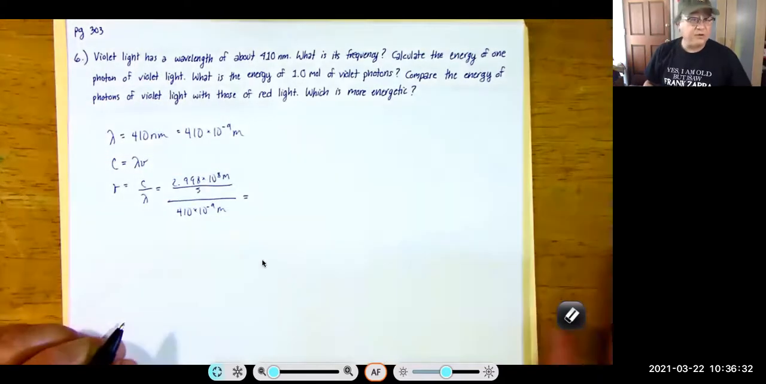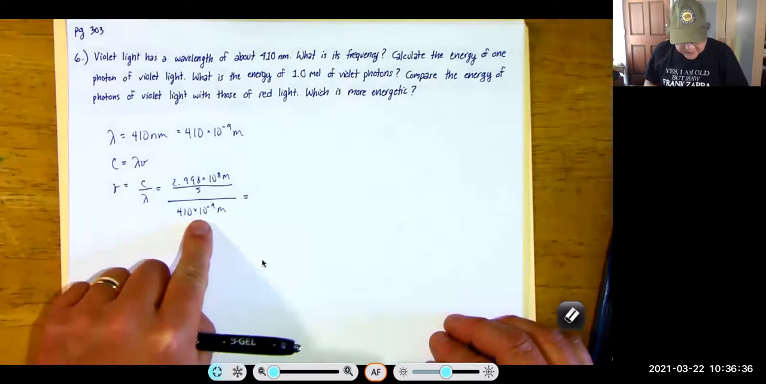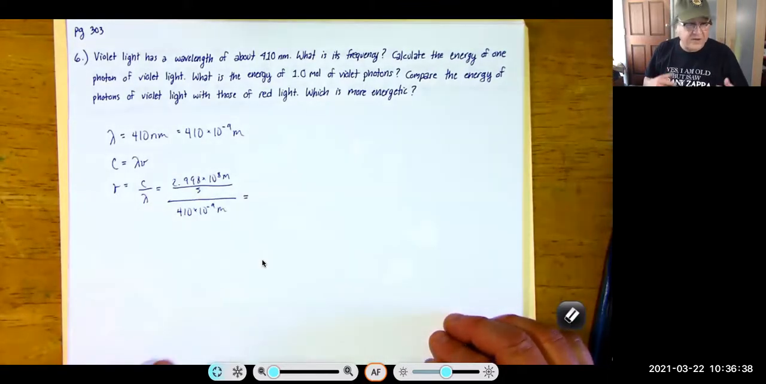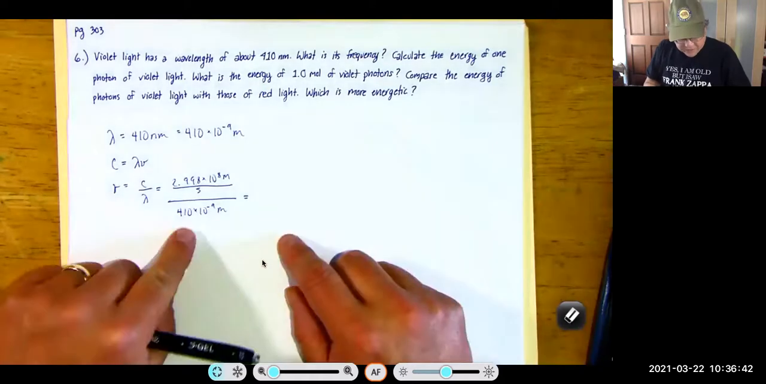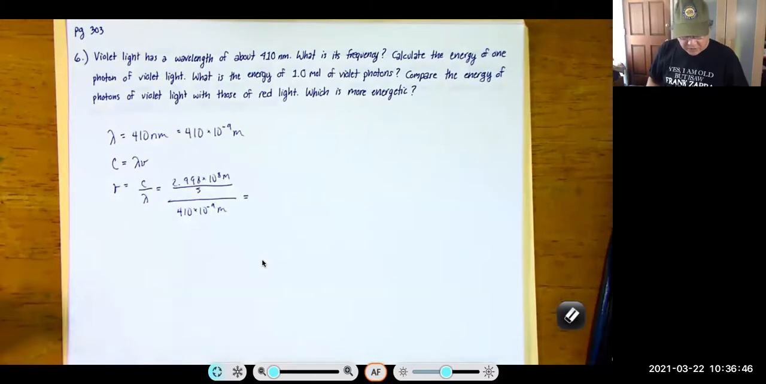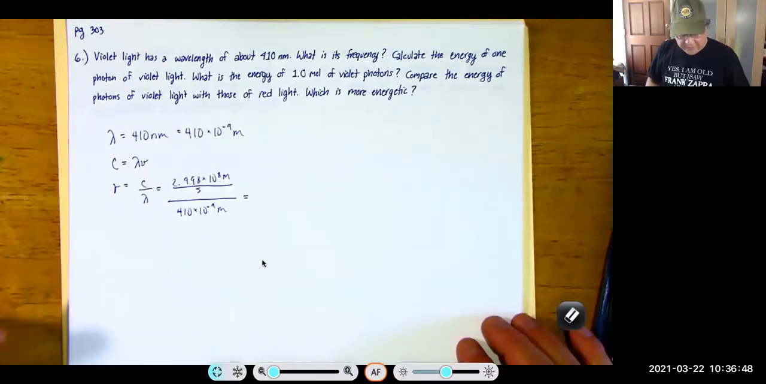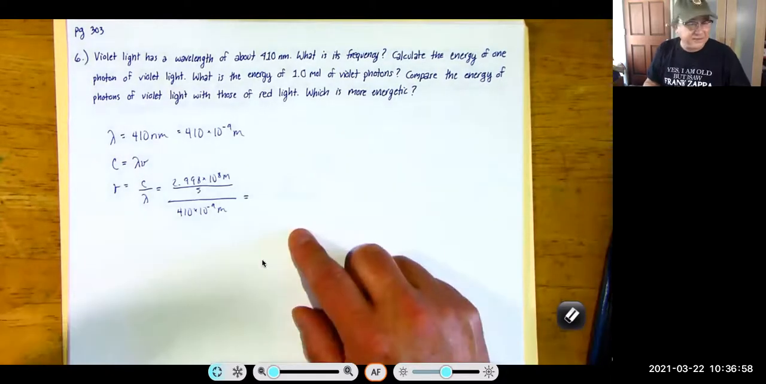So we're going to be left with units of per second. You can see that this 10 to the minus 9 and this 10 to the 8 are going to add up to 10 to the 17. And 410 goes into 2.998 something like 0.008 times, or 7 times. And so we'll end up getting like a 7 times 10 to the 15.